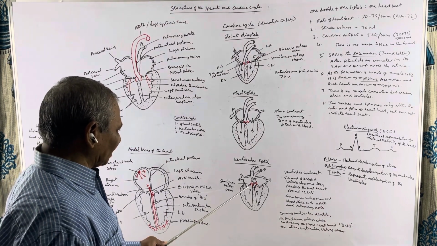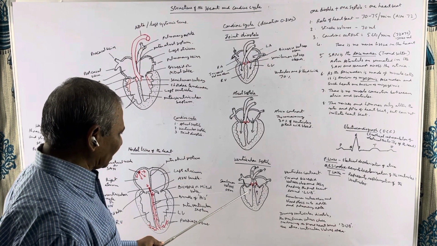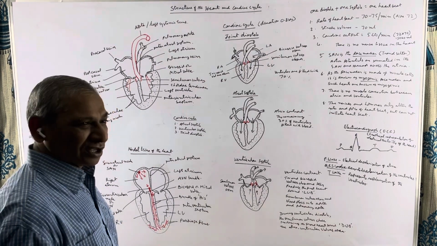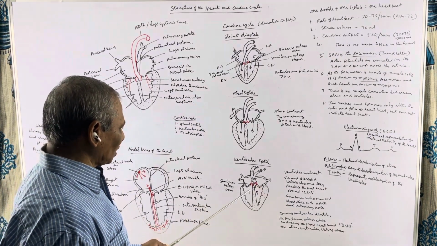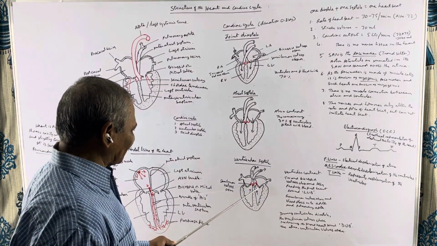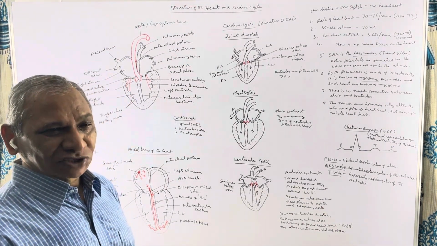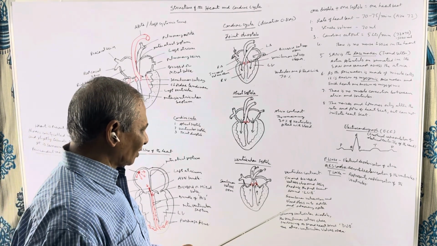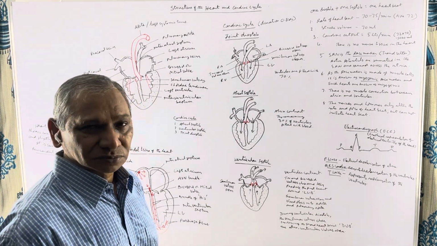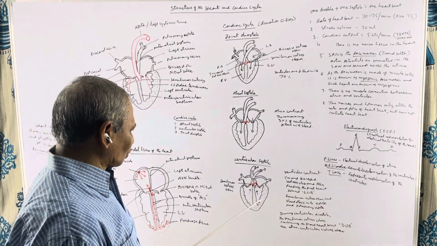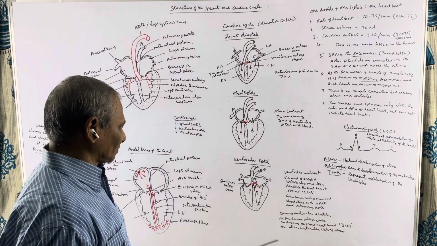This is ventricular systole. During ventricular systole, what happens? First, the atrioventricular valves close to prevent backward movement of blood into the atria. So in the beginning of the ventricular systole, the tricuspid and bicuspid valves close. This closure of the valves produces the first heart sound known as lub. So the sound lub is produced at the beginning of ventricular systole.